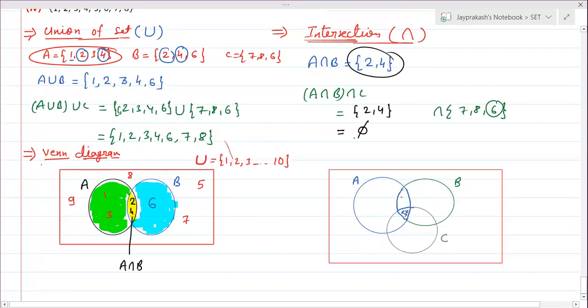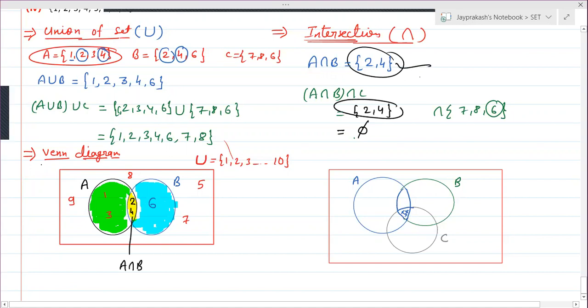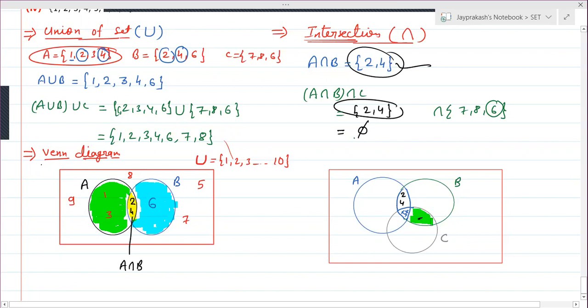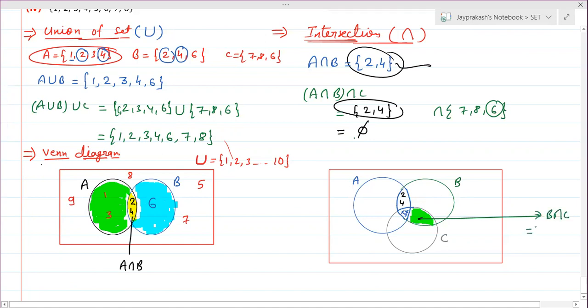Now between the A and B, so this is the intersection area between the A and B. So inside the intersection of A and B, we will write 2 and 4, this one. So here it is 2 and 4. Now this area, this portion is representing B intersection C. And now if we see B and C, there is a common element 6. So we will write here 6.